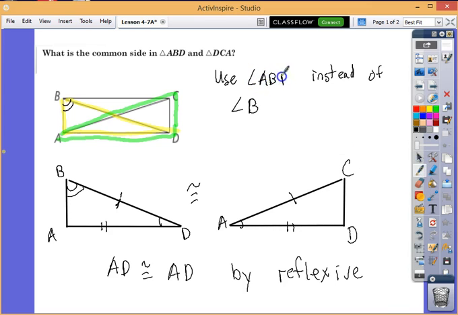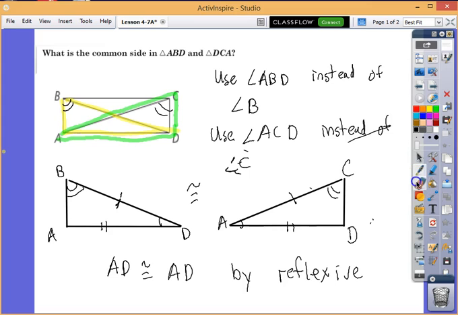A, B, D. So yeah, ABD refers to this angle right here. ABD still refers to that angle right there. So when you're labeling things in an auxiliary drawing, you probably need to be a little bit more specific with your labeling than you normally are. So what would we call this angle right here? Yeah, so we would use angle ACD instead of angle C.